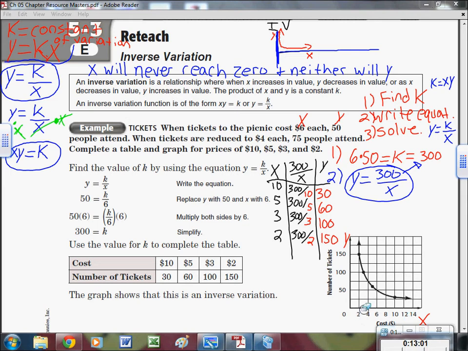Just estimating again. 3, 100: go to 3, which is between 2 and 4. 100's perfect down the line, so right there. And then 2, 150. Go to 2, go up to 150. It's right on the dot, so it works.